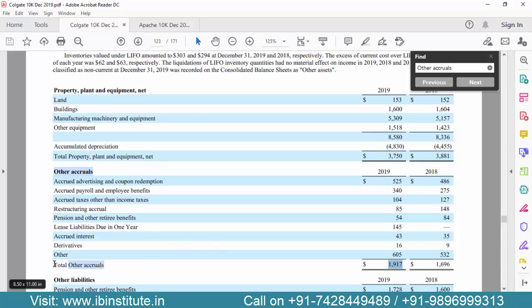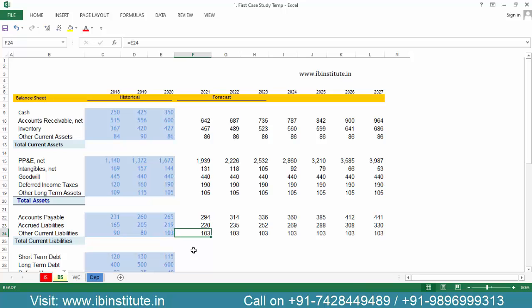So total other accruals includes these many items. Just have a look at these items. So all these items are included in other accruals. So accrued advertisement, accrued payroll, accrued taxes, restructuring accrual, pension accruals, lease liability and interest accrued, derivatives and other. There are so many items within this. So we do not have one specific way of forecasting all these items. So generally we keep these type of items constant in the balance sheet whenever we make the financial model. So this will remain constant in the future.